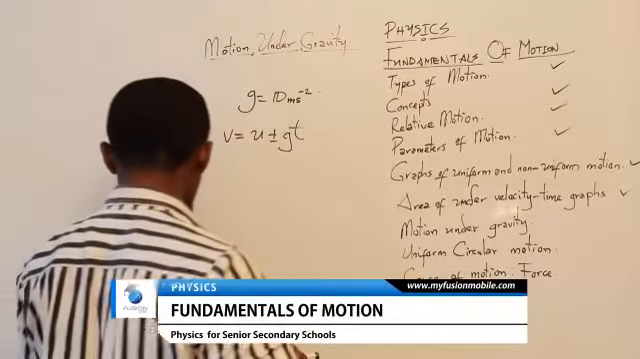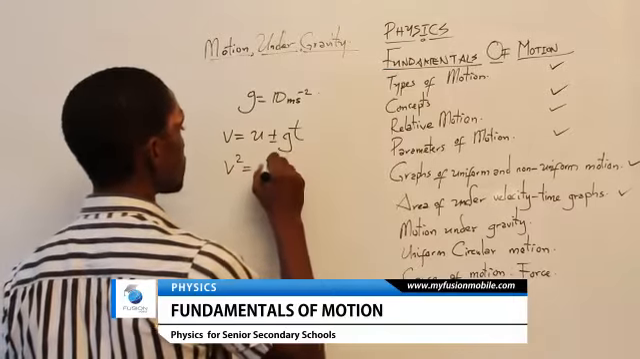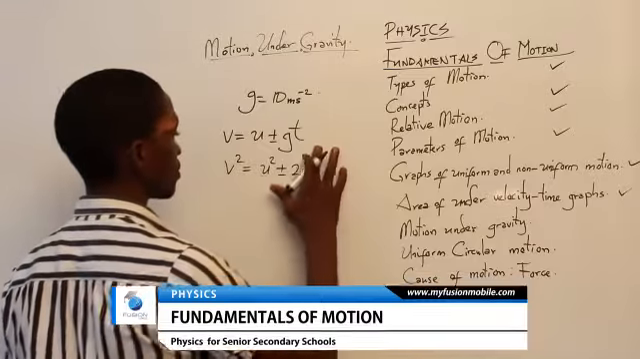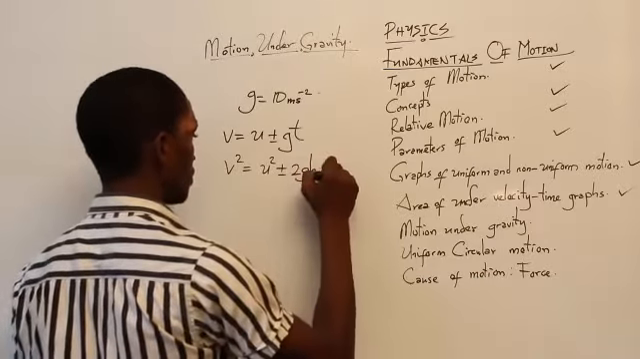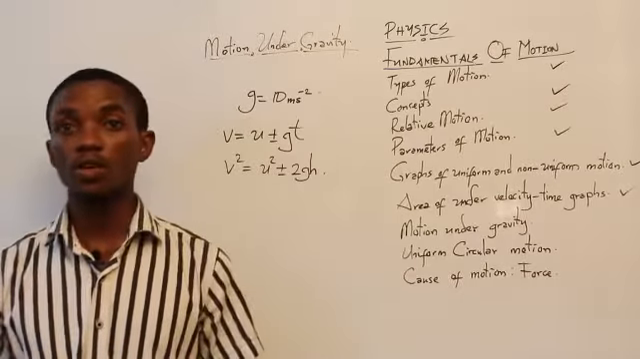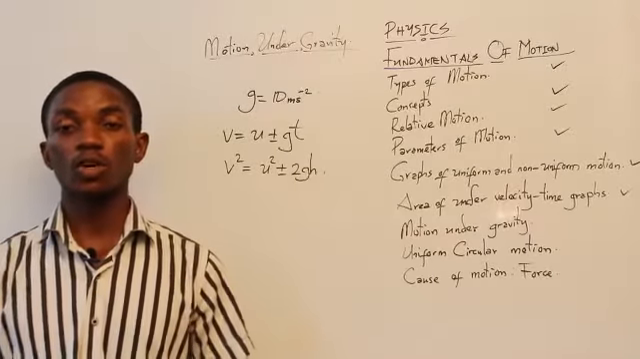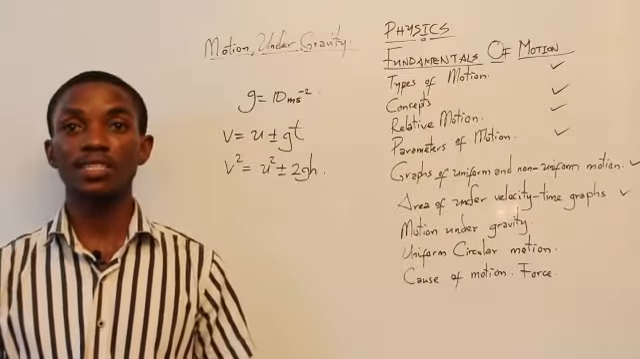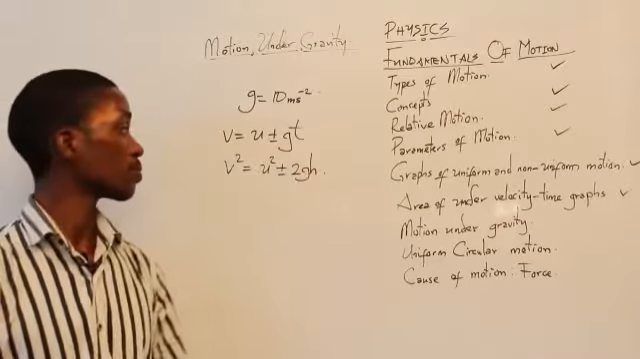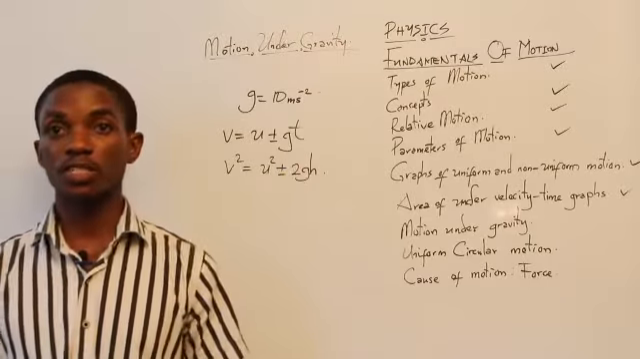Also, we have other formulas as well. When we talk about motion under gravity, we do not use S. Yes, we do not use S, we use H because it is the height that is affected by gravity. It is the height that is affected by gravitational pull. So, of course, all the other parameters there have been previously defined apart from the H, which represents height.